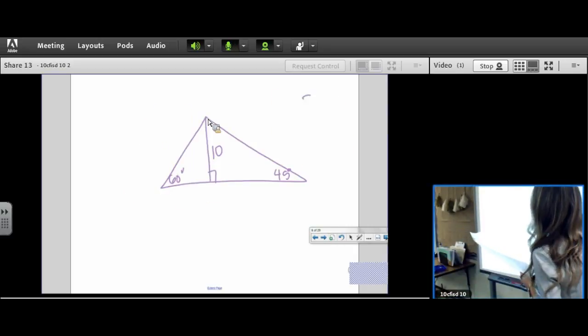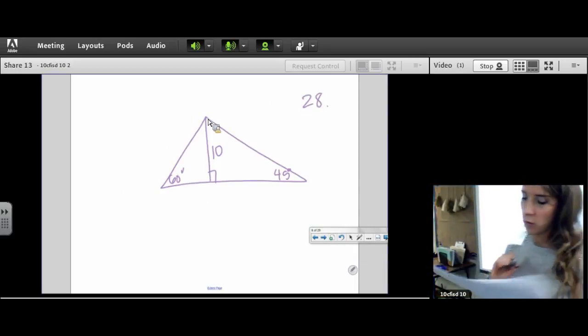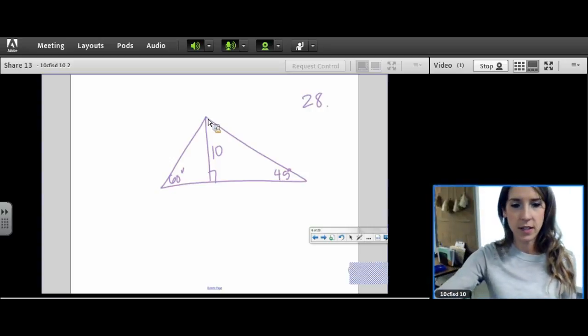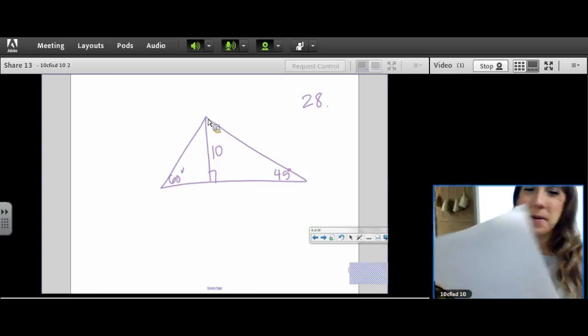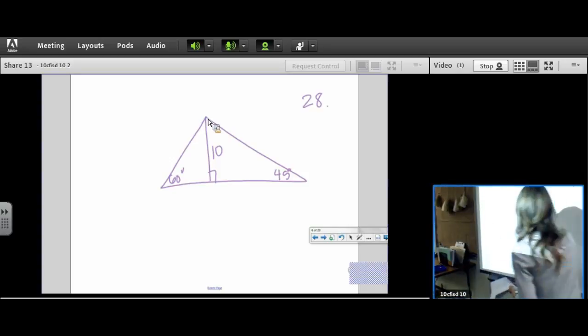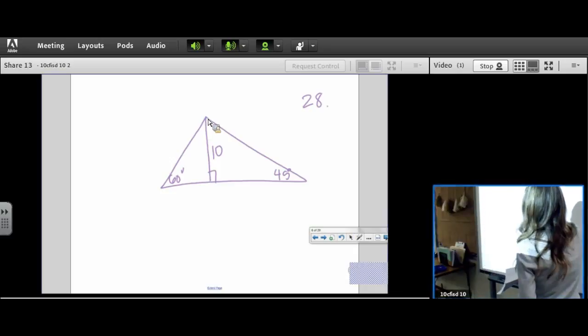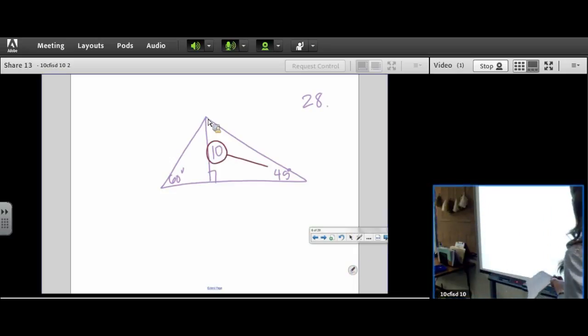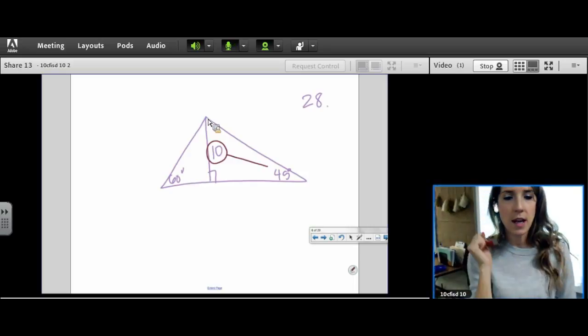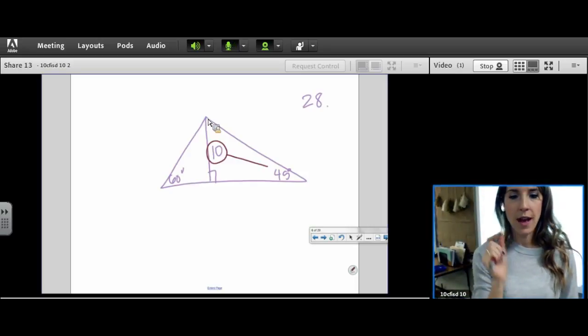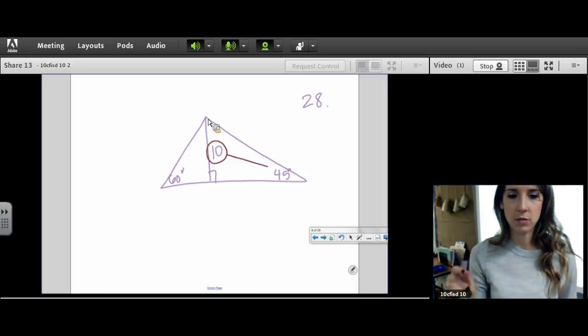Number 28. Which triangle should we work with first? We need perimeter, so we need everything, right? We want to work with the easiest one first. What do we have and what is it across from? Oh, 10 is across from 45, so we can simply apply our rule: x, x, x root 2.